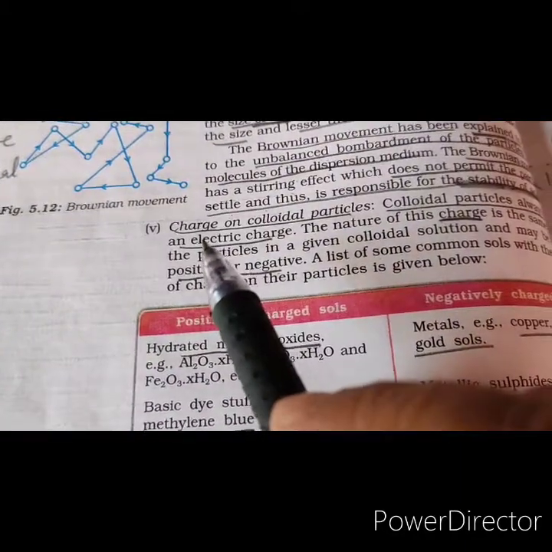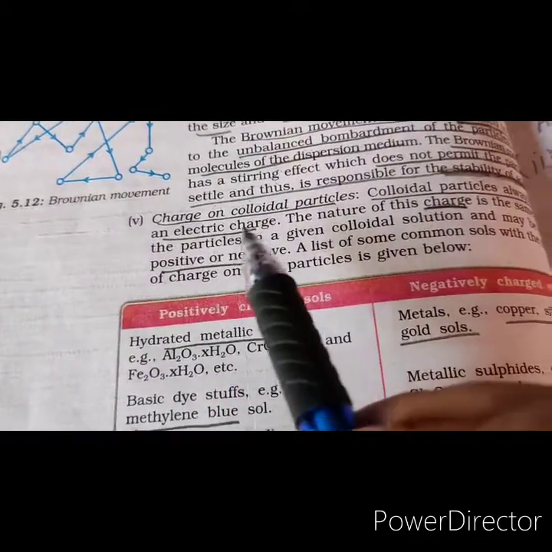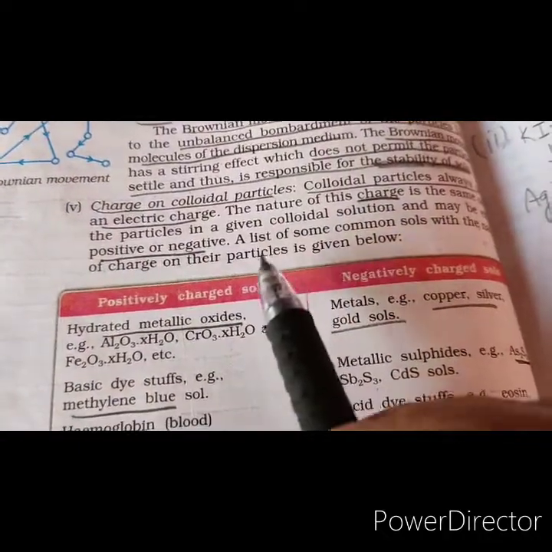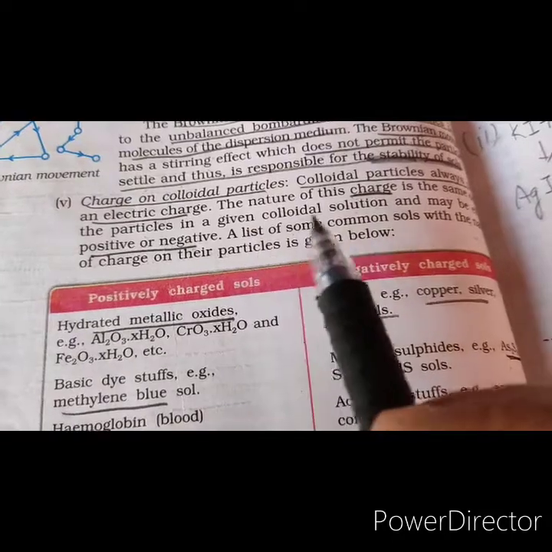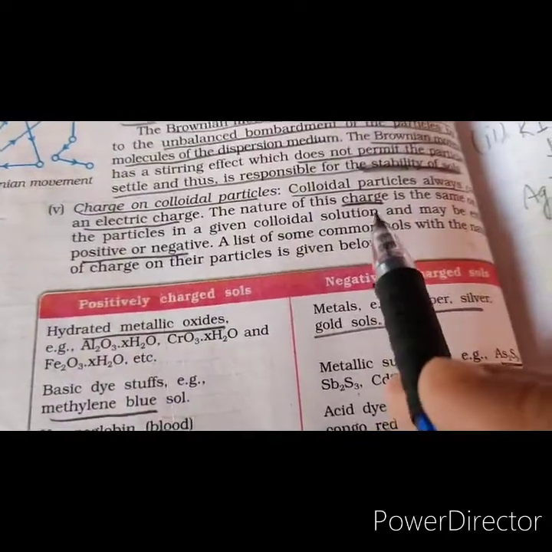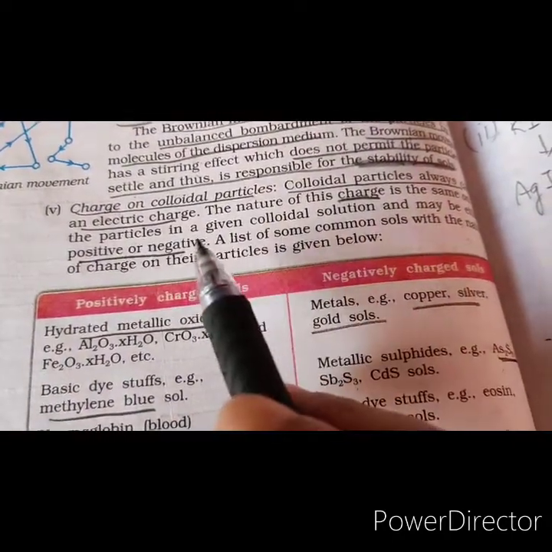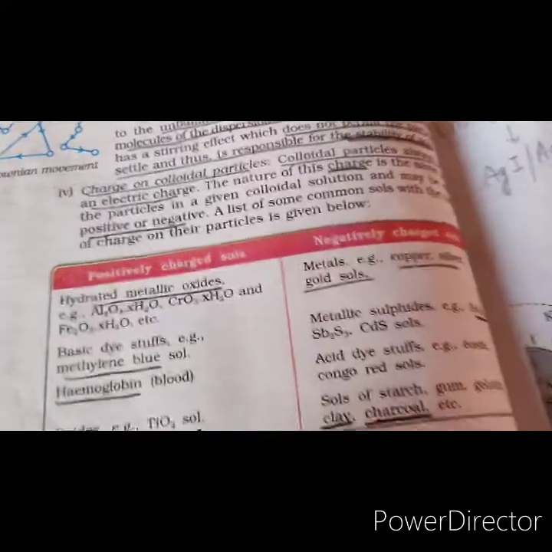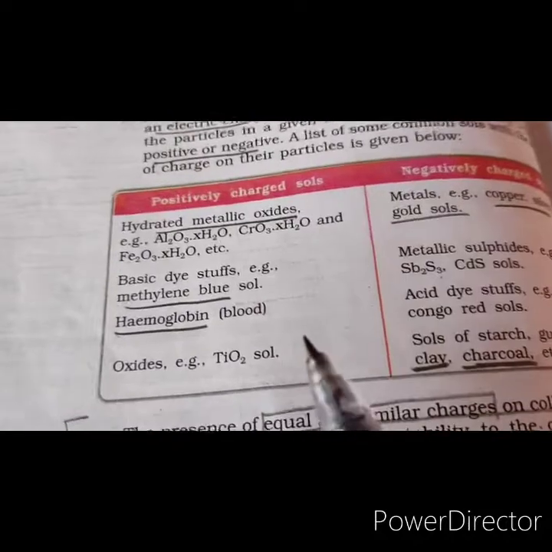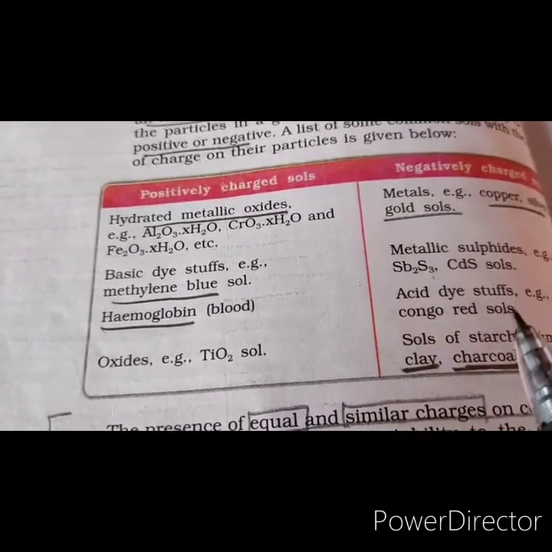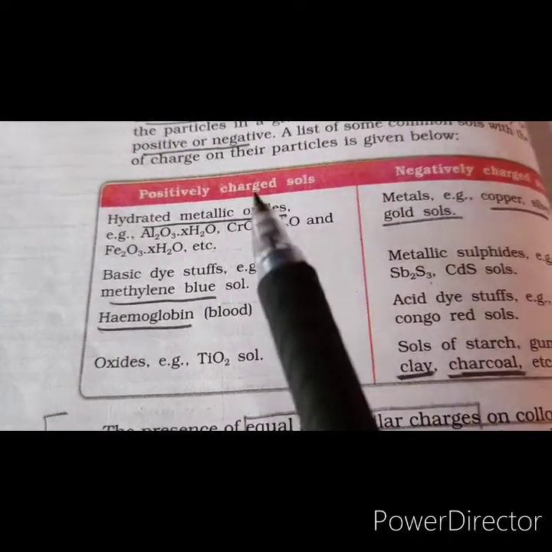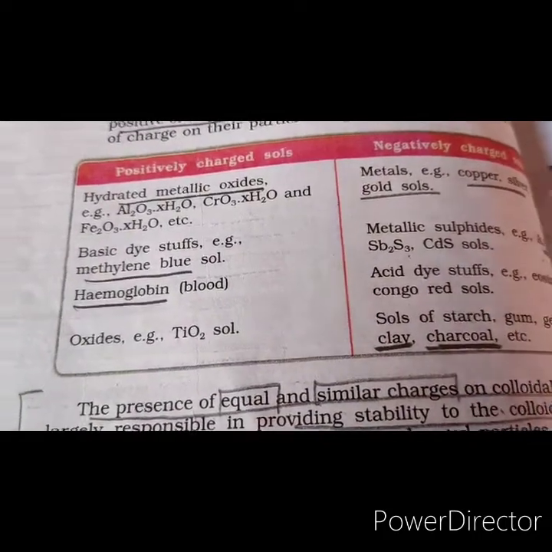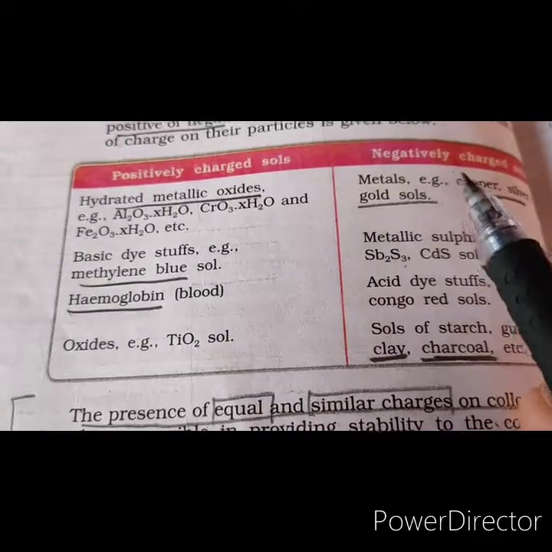Let's discuss the next property of colloidal solution, that is charge on colloidal particle. This is a very important topic, and this year a question appeared in the board exam from this topic. The colloidal particles always carry charge. The charge can be positive or it can be negative. We can see the different examples of positively charged sols and negatively charged sols. Hemoglobin is a positively charged sol. Clay and charcoal are negatively charged sols. Copper, silver, gold are negatively charged sols.